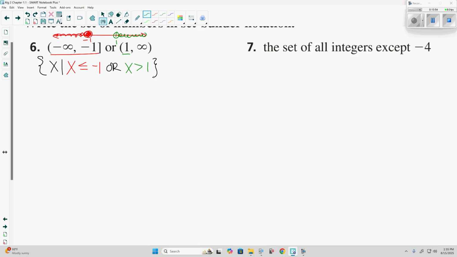The set of all integers except -4. Okay. This time they specified what kind of numbers we have. We have integers. And the description is except -4. So we could have any integer but what? -4. So x cannot equal what? -4. So our description is just x is not equal to, or equal to with a line through it, -4.